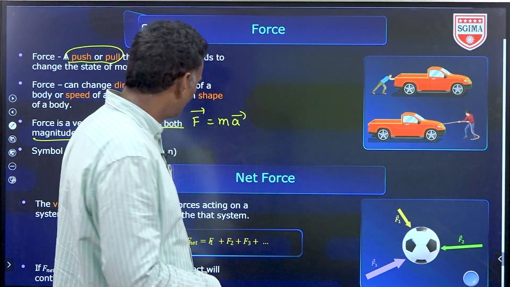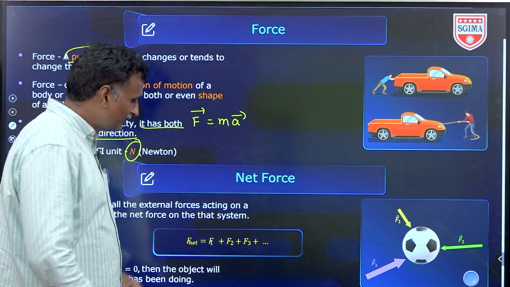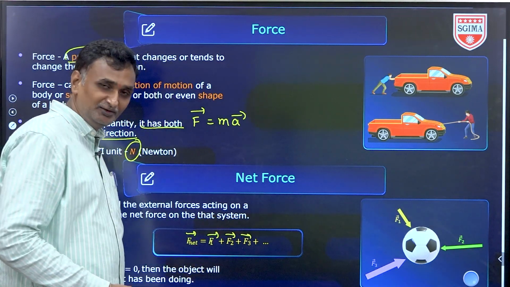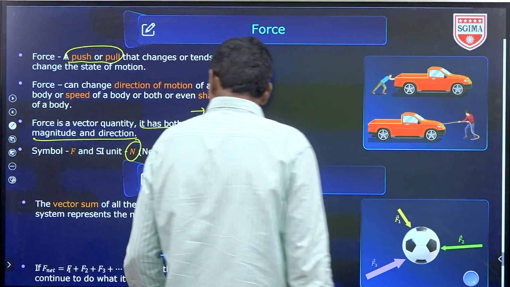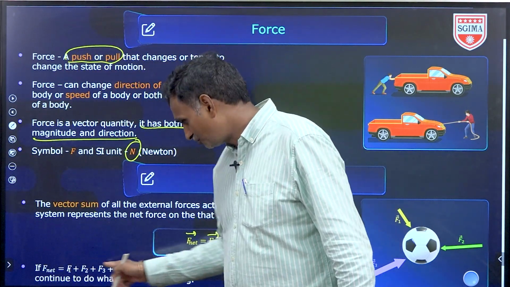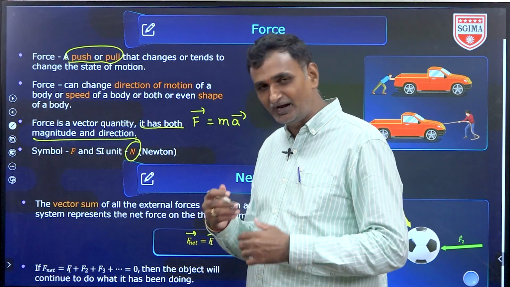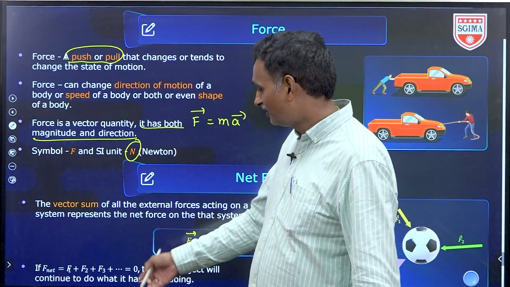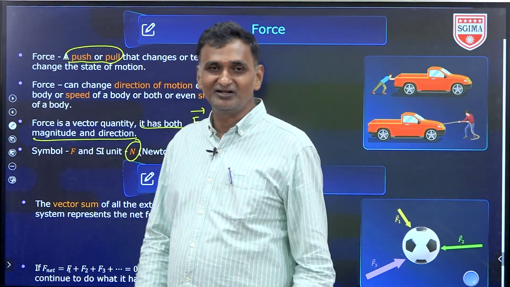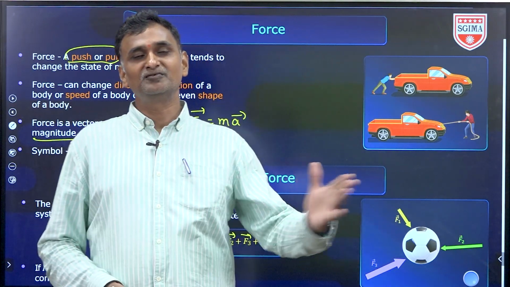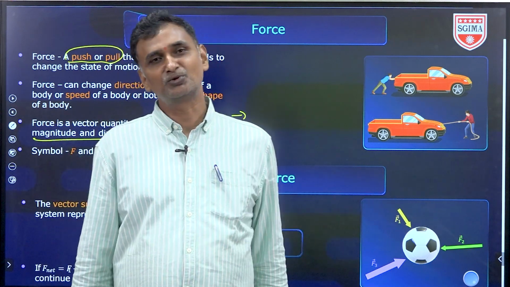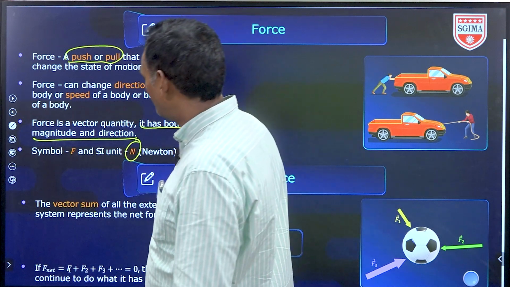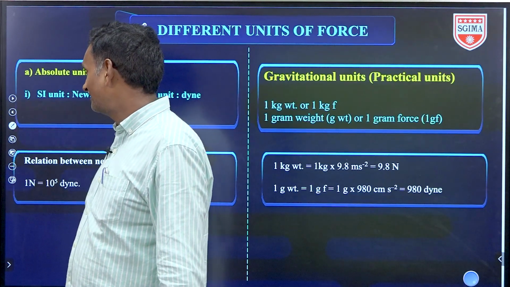The vector sum of F1 plus F2 plus F3 and so on gives the net force acting on the body. If F net is 0, that is, whatever the forces, after adding vectorially we got 0, then the object will continue to do what it has been doing. If it is at rest, it stays at rest; if it is moving with constant velocity, it will move with the same constant velocity. So this is about F net acting on the body.